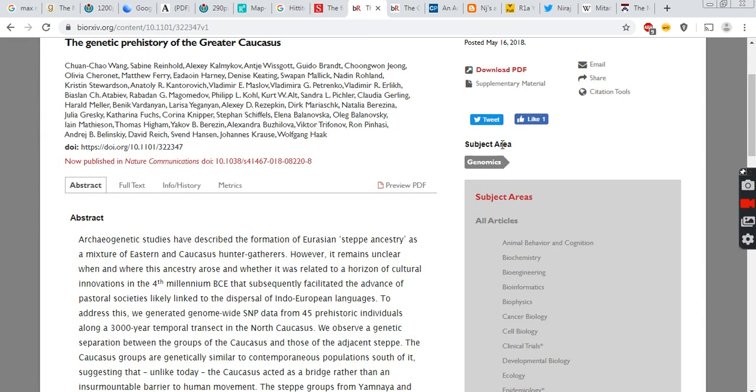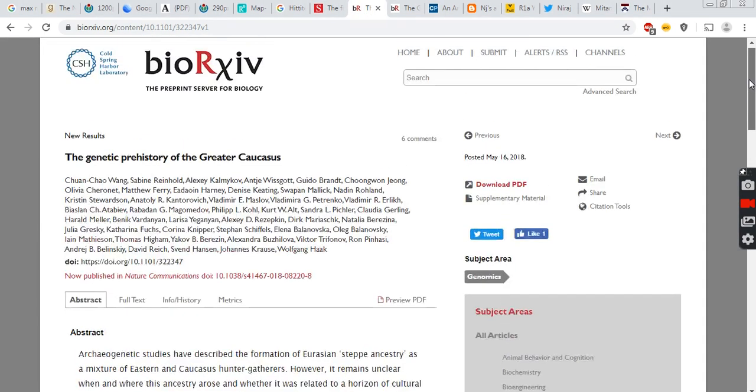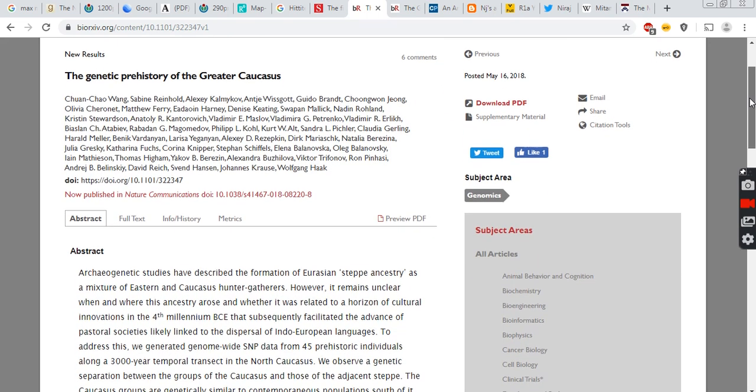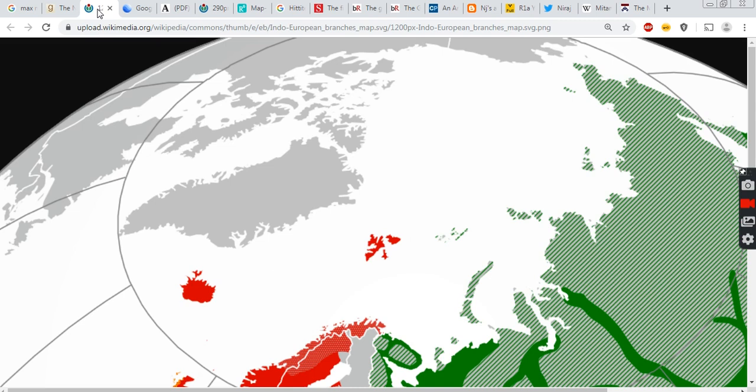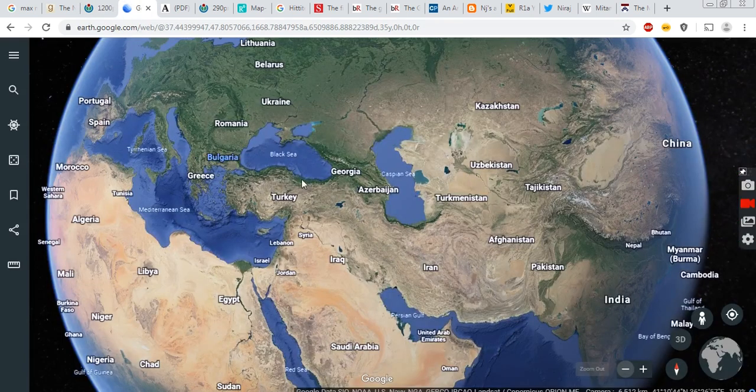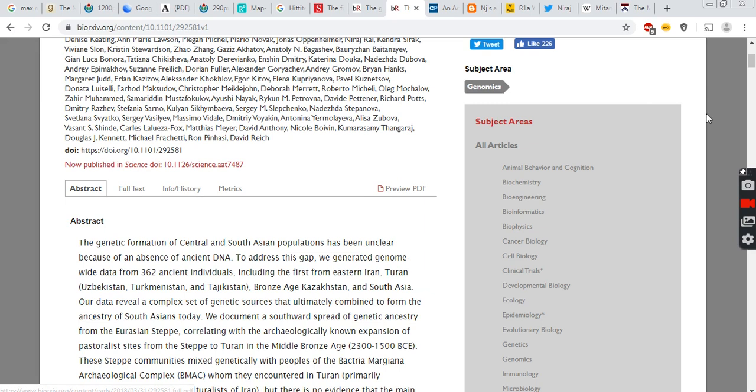Okay, moving from there. So this is the bioRxiv preprint that they put up for a study which was done on the Greater Caucasus population. So Greater Caucasus is, as I told you earlier, this whole area. This was done by Wang et al. Wang is the lead researcher, and then others in his team who were involved in this.